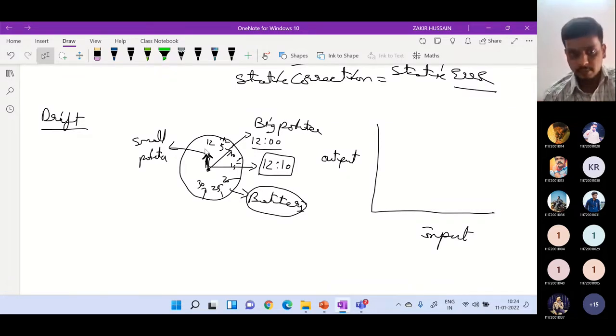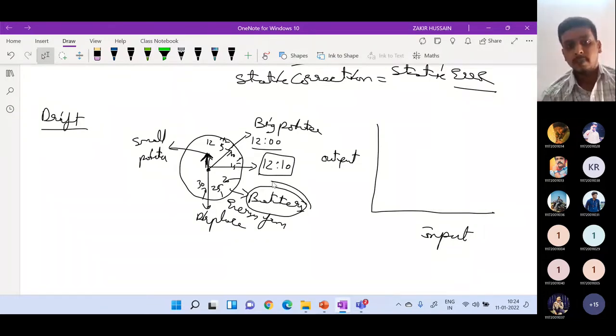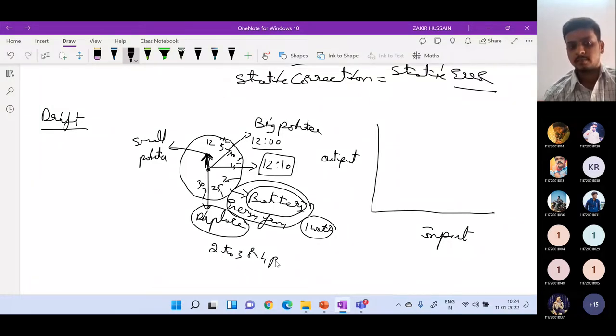The same thing: inside the clock, some machine will be there, maintaining the displacement from the energy of the battery. The energy from the battery is converted into the displacement of the pointers. For example, if this battery is giving some 1 watt of energy, the displacement needs to be some 2 to 3 points, or 4 points.